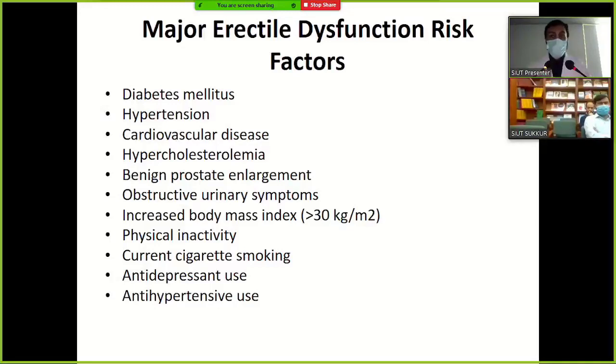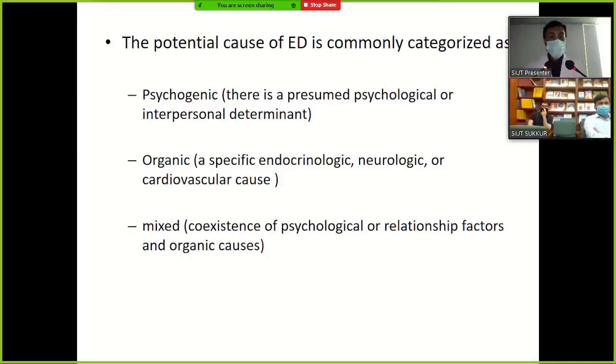Major erectile dysfunction risk factors include diabetes, hypertension, cardiovascular disease, hypercholesterolemia, BPH, obstructive urinary symptoms, increased BMI more than 30, physical inactivity, current cigarette smoking, antidepressant use, and antihypertensive use. The potential causes of erectile dysfunction.